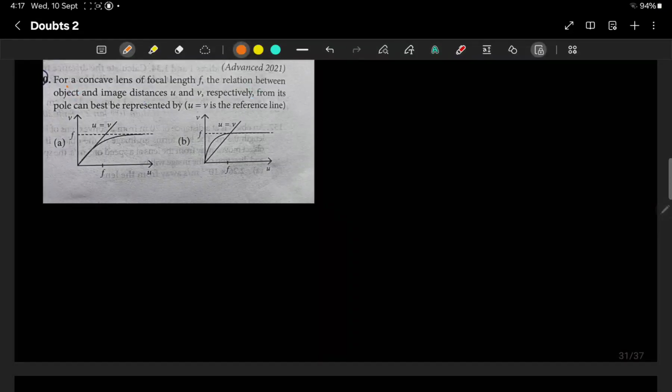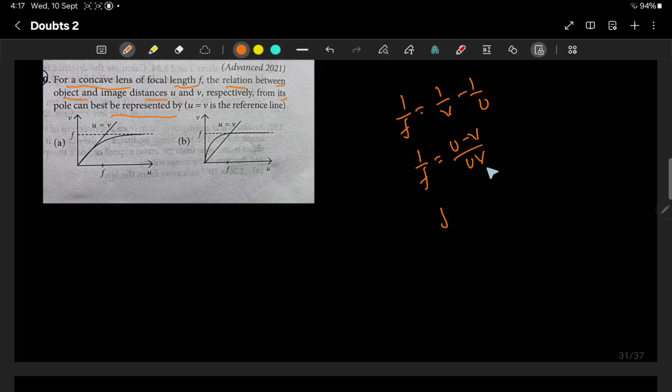So here, for a concave lens of focal length f, the relation between the object and image distance from its pole can be represented by what? So if it is a lens, we know 1/f equals 1/v minus 1/u. Over here we are drawing a graph between v and u, so we can rewrite this formula. If you rewrite this formula, what will we get? Here we will get 1/f equals (u minus v)/uv.